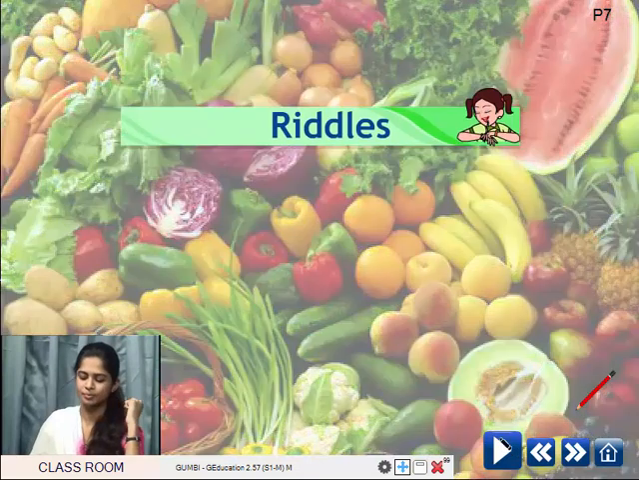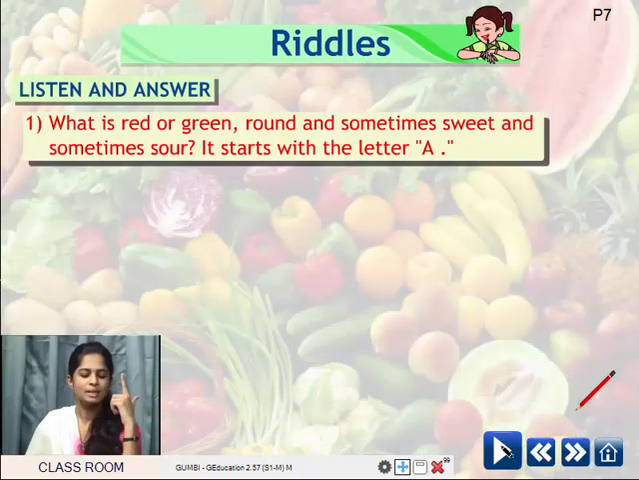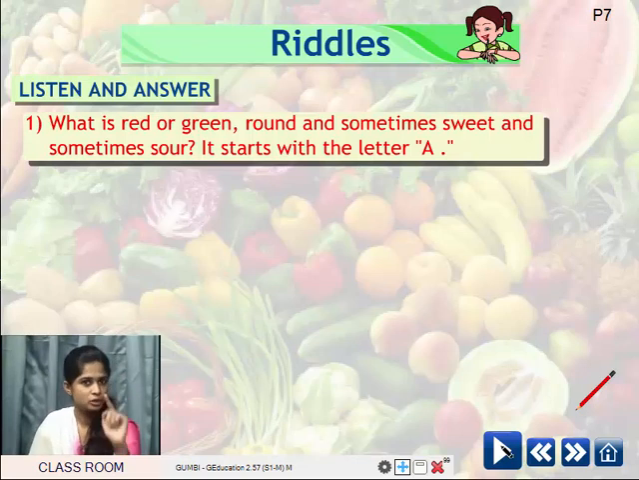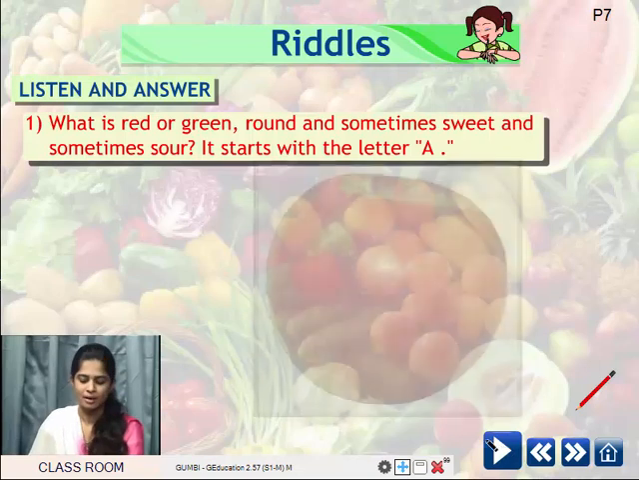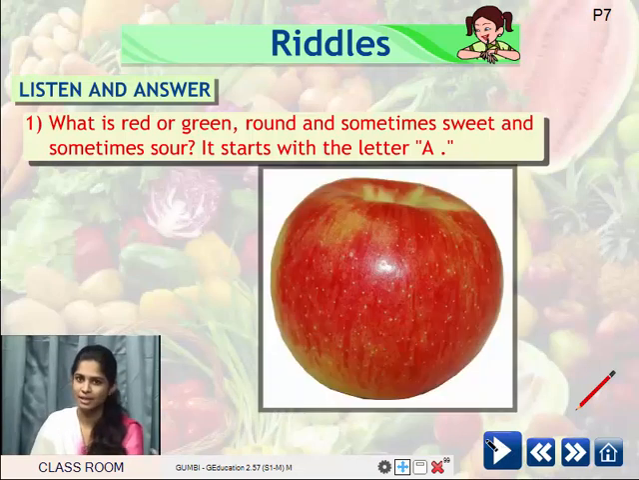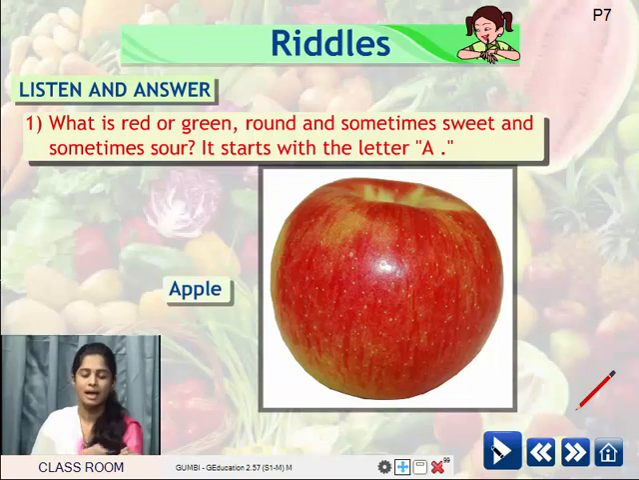To make you understand, I'll give you one example. Okay. It is, what is red or green, round and sometimes sweet and sometimes sour? It starts with the letter A and it keeps the doctor away and it is also a fruit. What am I talking about? Identify this. What is it? Yes, it's apple. So here the answer is apple.